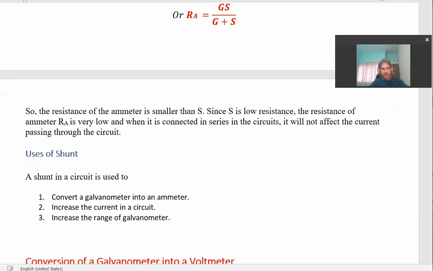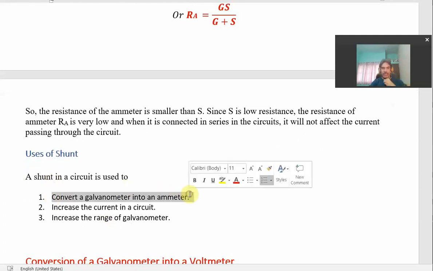What other uses of shunt resistance are there? We can use any resistance in parallel to some given device or system. It will act as a shunt. A shunt resistance in the circuit is used to convert a galvanometer into an ammeter, as we discussed.